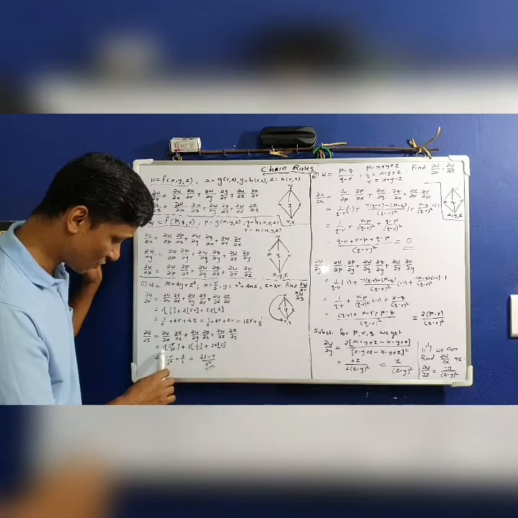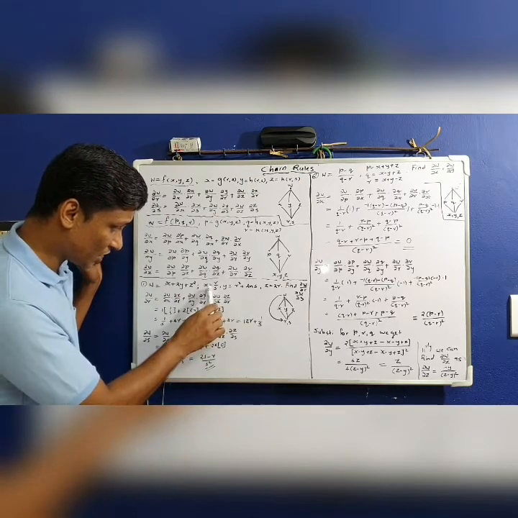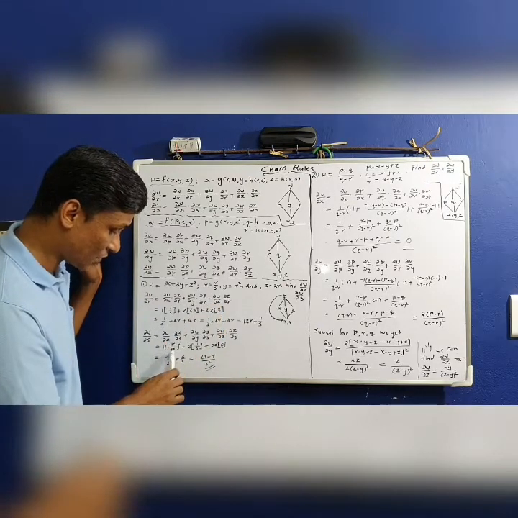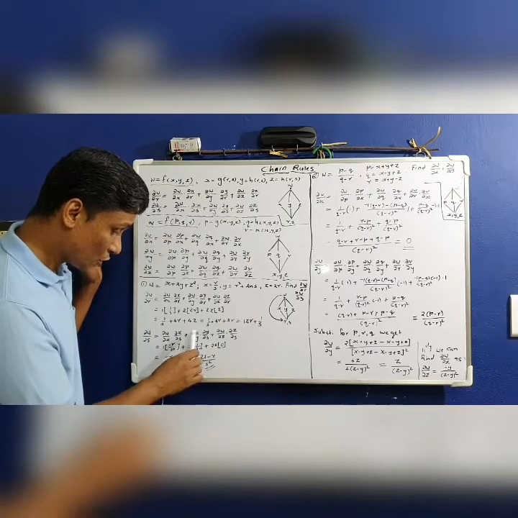∂w/∂x is 1, ∂x/∂s. The differential of this is −r/s² plus ∂w/∂y.